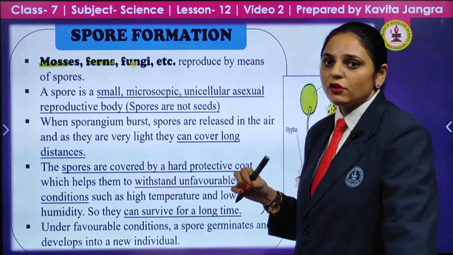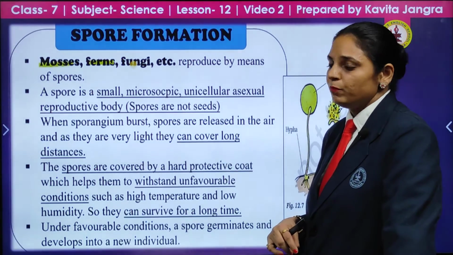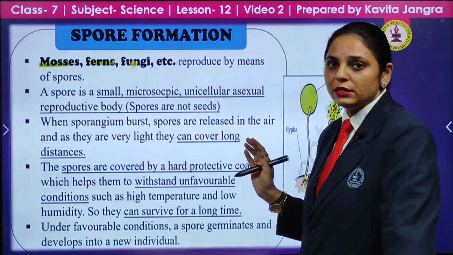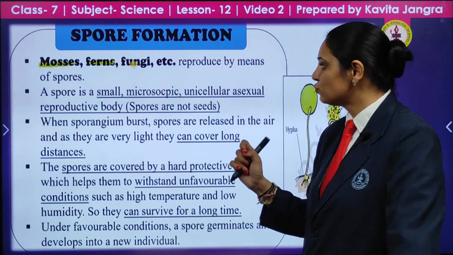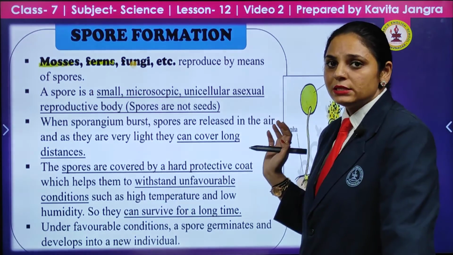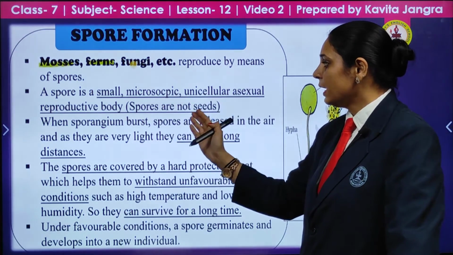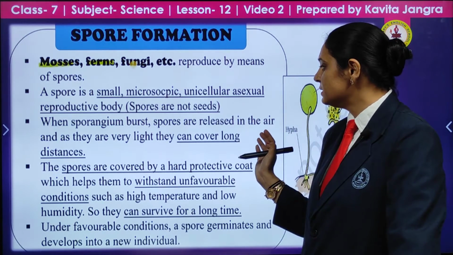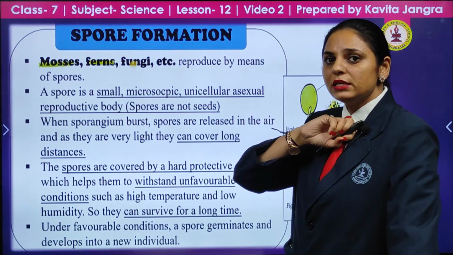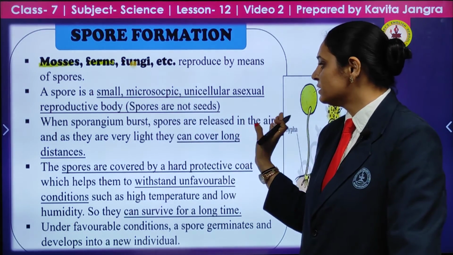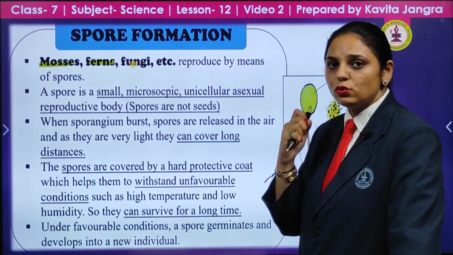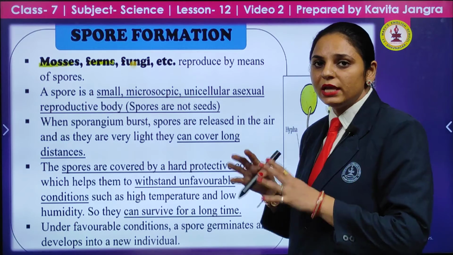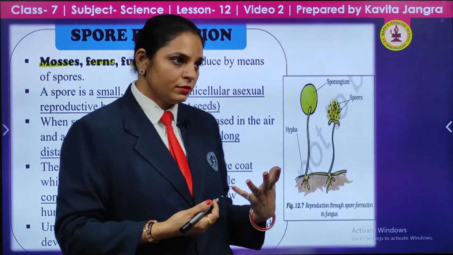Spore formation occurs in mosses, ferns and fungi. They reproduce by means of spores. And what are spores actually? They are not seeds, don't be misled by it. They are small microscopic unicellular asexual reproductive bodies. The spores are not seeds, as I said, and they are carried to long distances. When they burst, the spores are released into the air, and they are very light, so they are carried to long distances, and they can withstand unfavorable conditions. They have an outer thick protective coat.